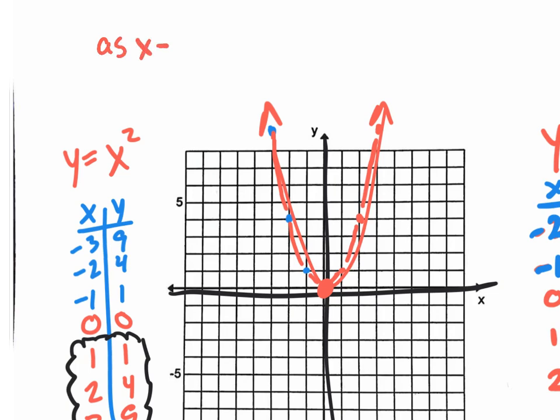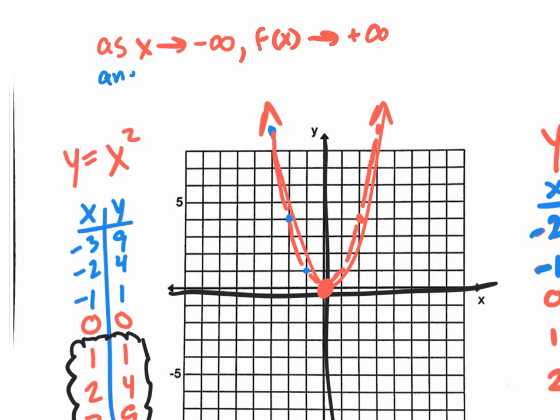As x approaches, let's start with negative infinity. And what do I mean by starting with negative infinity? We're really saying, as you look at this graph going to the left, what's happening to your y values? Are your y values increasing or decreasing as you go to the left? They're increasing. So as x approaches negative infinity, comma, f of x, which means y, approaches positive infinity. That's one statement right there.